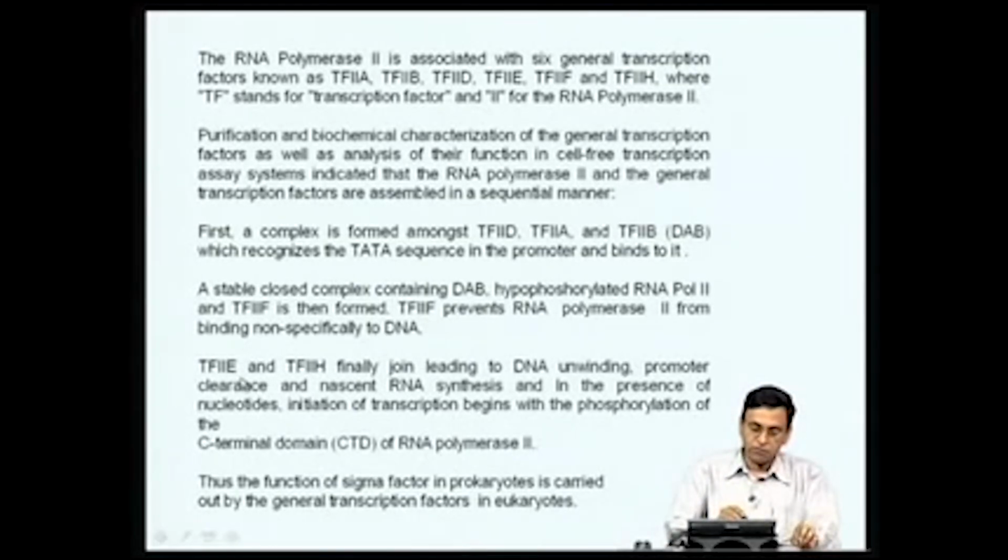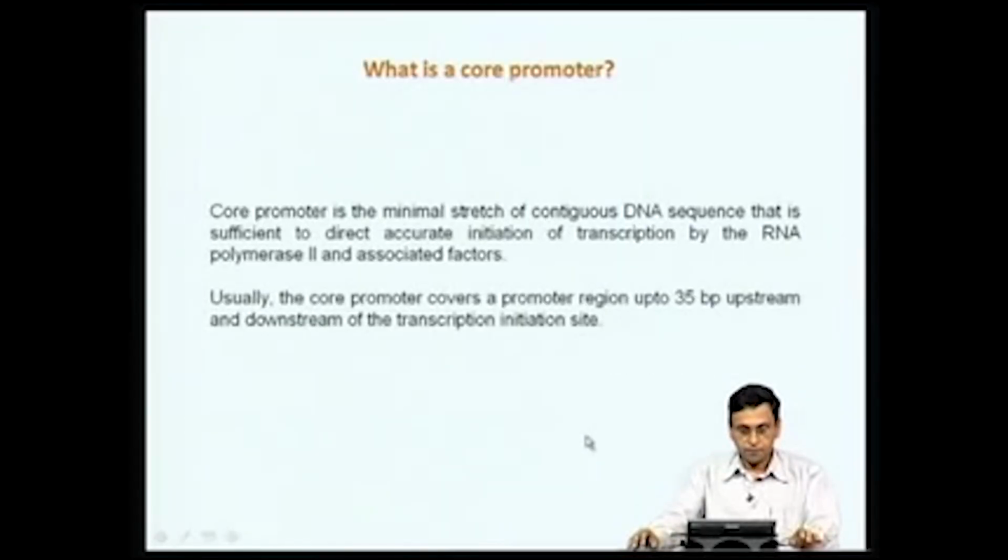And finally, the TF2E and TF2H join the pre-initiation complex, resulting in DNA unwinding, promoter clearance, and RNA synthesis begins in the presence of nucleotides, and the signal for the initiation of transcription is the phosphorylation of the C-terminal domain of RNA polymerase 2 by TF2H. So, the crux of what I told you yesterday is that the function of sigma factor in prokaryotes, namely the promoter recognition and DNA unwinding, is actually carried out by general transcription factors in eukaryotes.